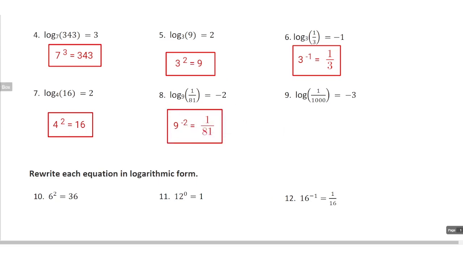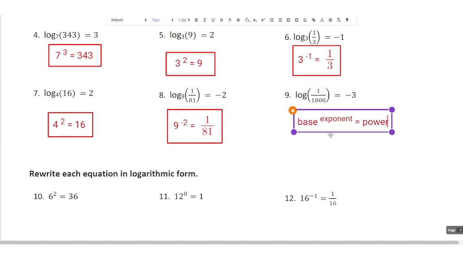For number 9, we do not see the base of the logarithm written, and so anytime you don't see anything written here, if it says log, then we're going to assume the base is 10. And 10 to the negative 3rd power is 1 over 1,000, or 1,000th.